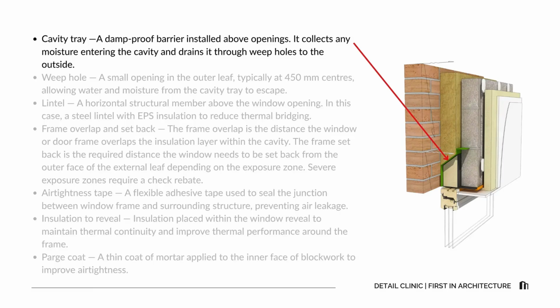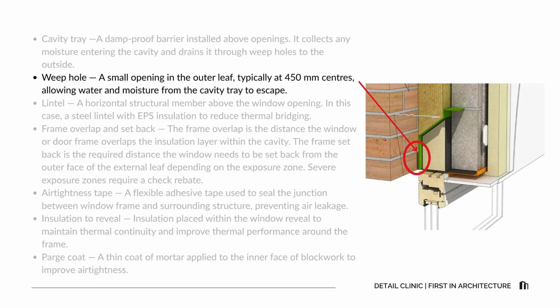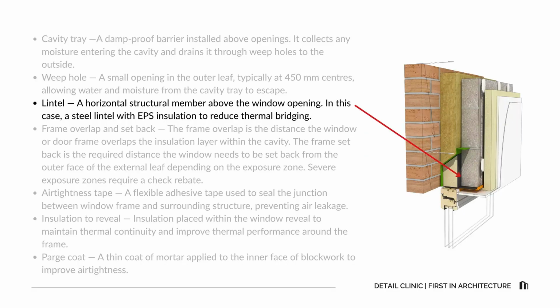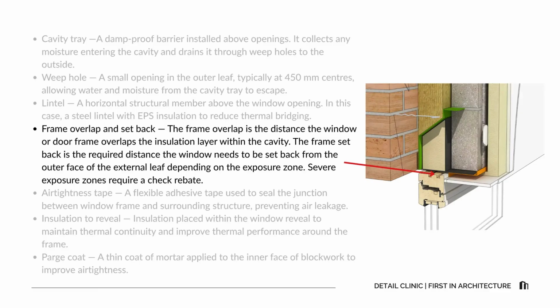Let's start off with going through some of the common terms you'll hear as we go through this video. The cavity tray is a damp-proof barrier installed above openings. It collects any moisture entering the cavity and drains it through weep holes to the outside. A weep hole is a small opening in the outer leaf, typically at 450mm centres, allowing water and moisture from the cavity tray to escape. The lintel is a horizontal structural member above the window opening, in this case a steel lintel with EPS insulation, which reduces thermal bridging.